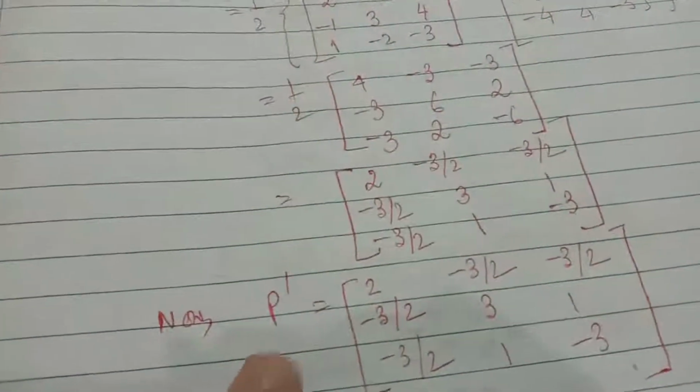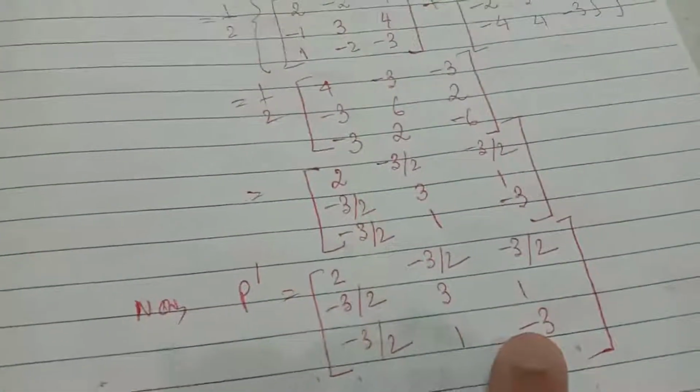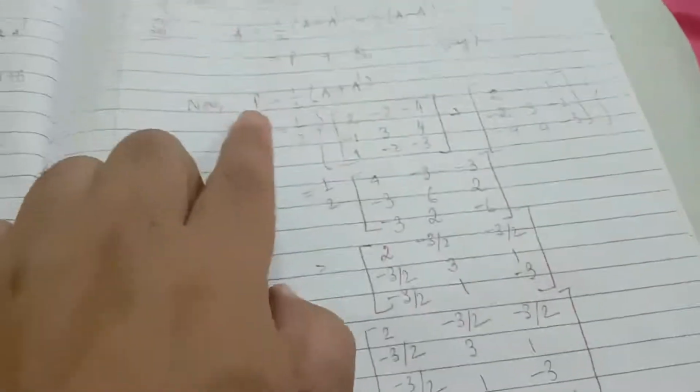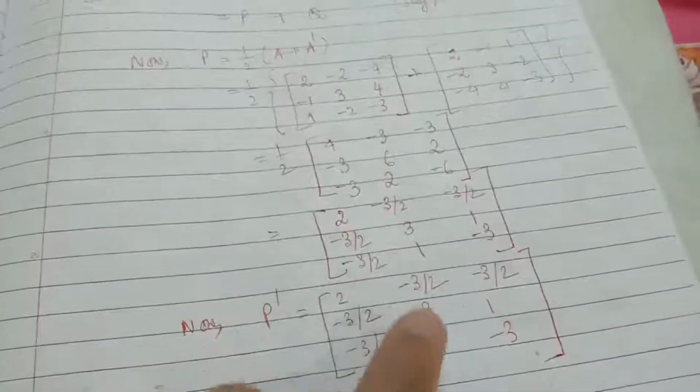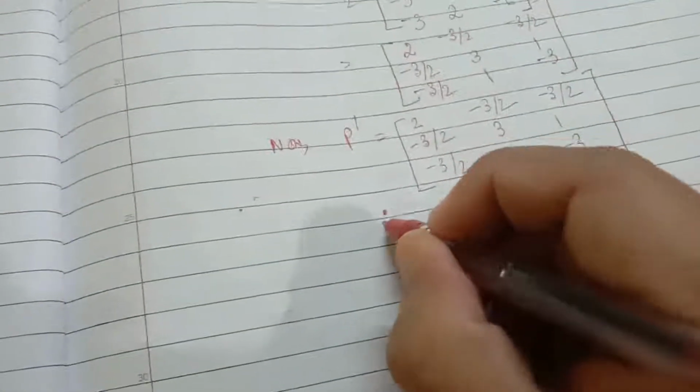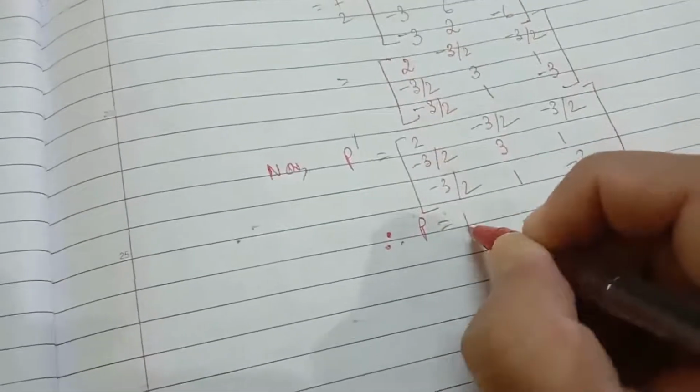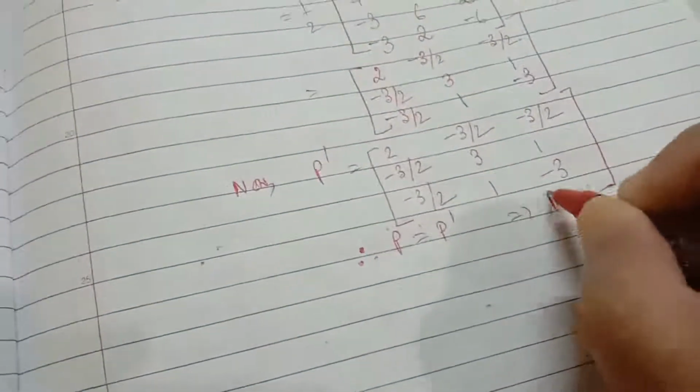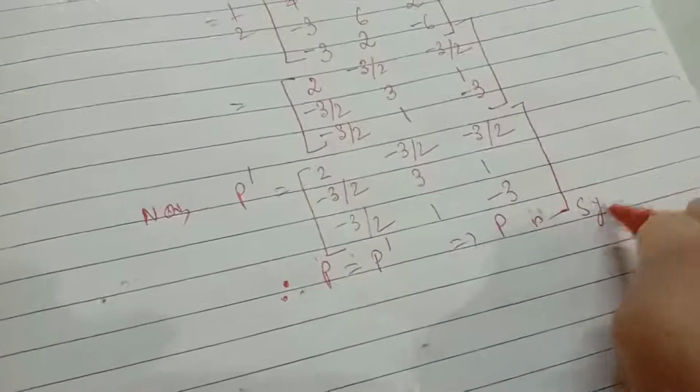P dash, the transpose of this matrix, is this, and you can see P and P dash, these two matrices are the same. Therefore P equal to P dash implies P is symmetric.